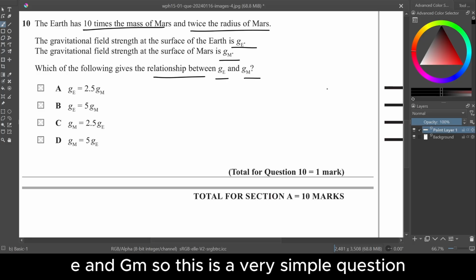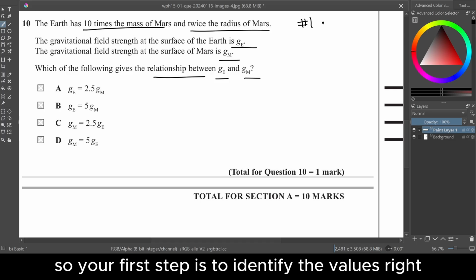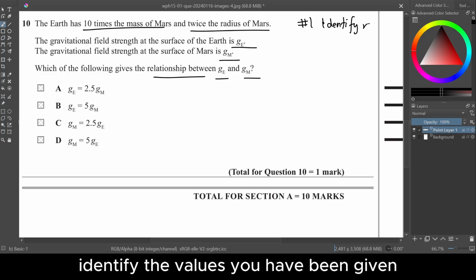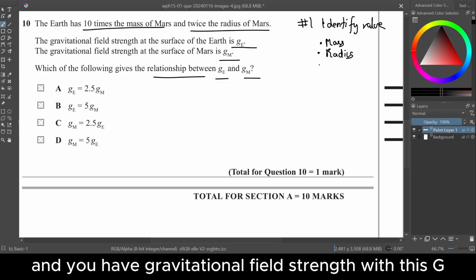So this is a very simple question, so we will do it step by step. Your first step is to identify the values you have been given. You have mass, you have radius, and you have gravitational field strength, which is g, right?